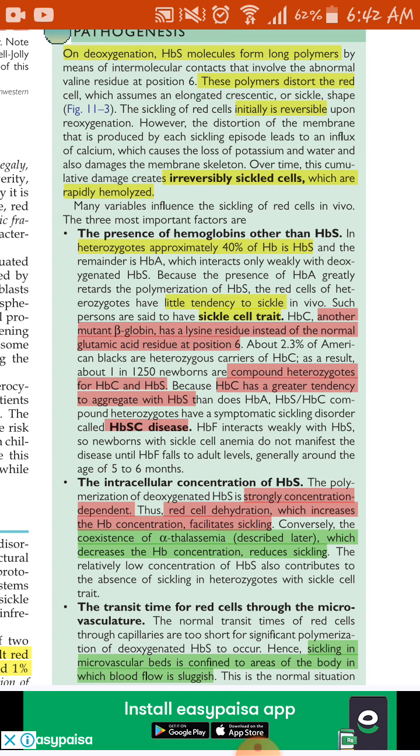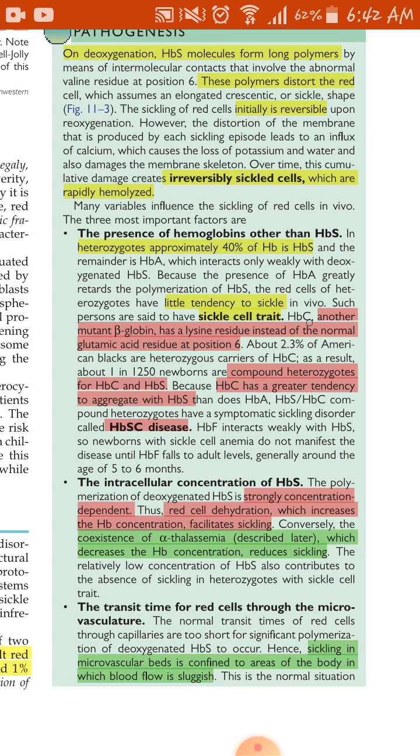Now there is another condition which is known as hemoglobin C. We have said that hemoglobin S is formed when there is replacement of glutamic acid by valine at position number 6. Sometimes it happens that at position number 6, glutamic acid is replaced by lysine. When glutamic acid is replaced by lysine at position number 6, then we can say that the person has hemoglobin C.